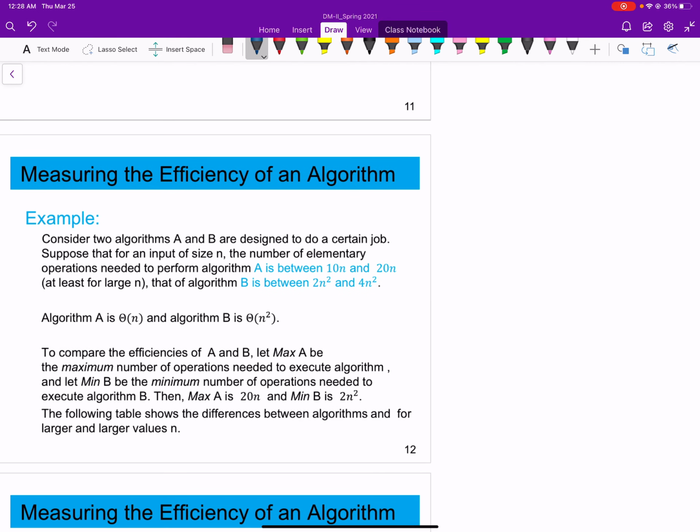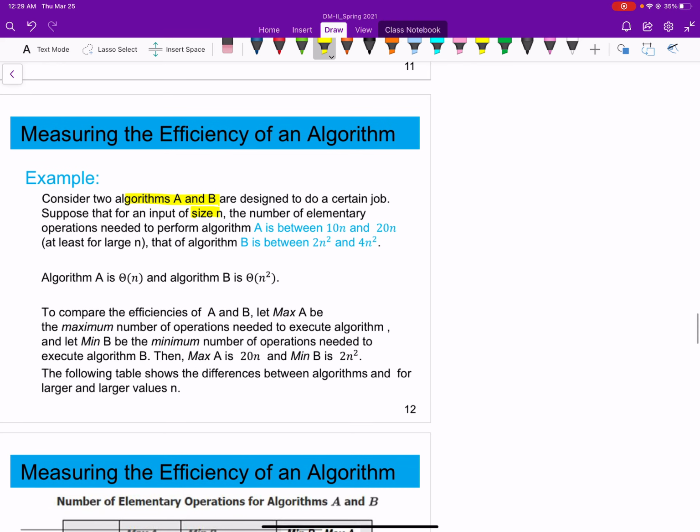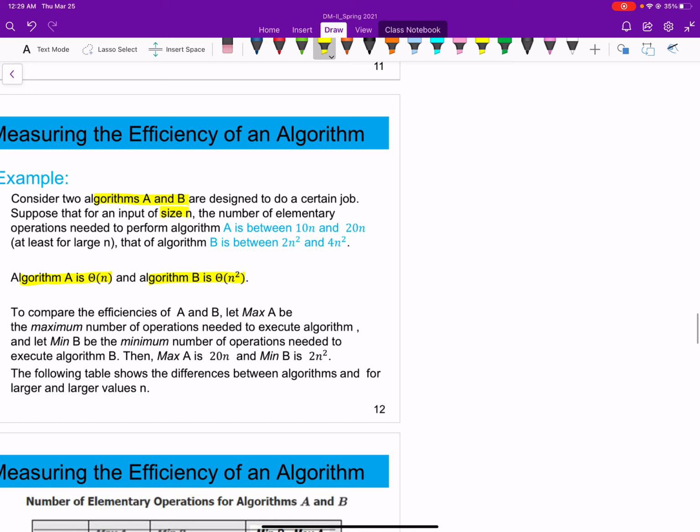Consider two algorithms A and B designed to do a certain job. Suppose that for an input size n, the number of elementary operations needed to perform algorithm A is between 10 times n and 20 times n, and algorithm B is between 2 times n square and 4 times n square. Because of these numbers, the order of algorithm A is theta n and algorithm B is theta n square. So you know how the theta notation works.